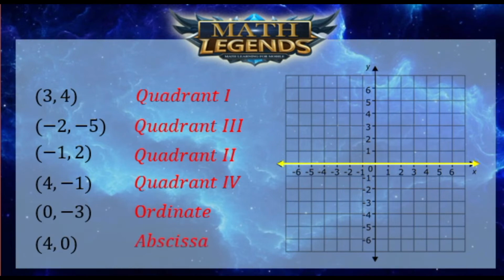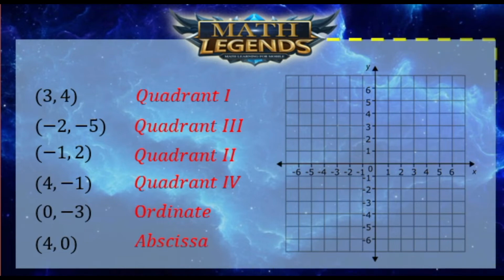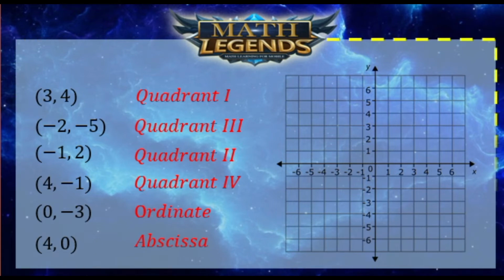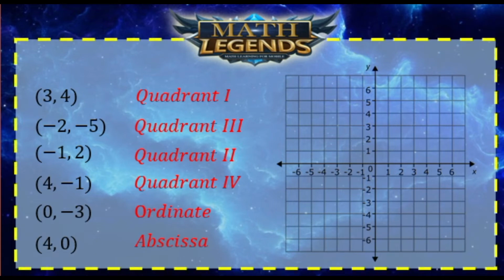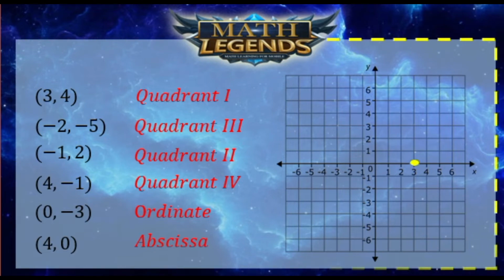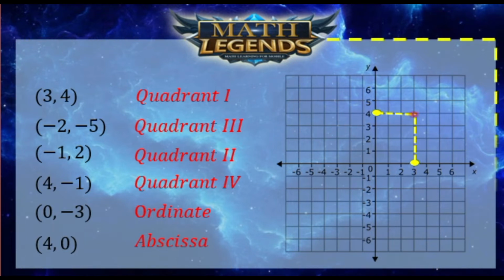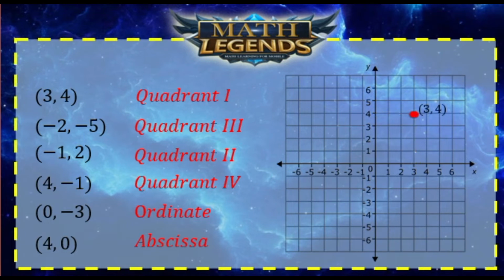Now let us try to plot the points in the Cartesian plane. We have here 3 and 4. First one, let us try to locate the points in our number line. We have here 3 that is located in the positive x-axis, and we have 4 that is located in the positive y-axis, and the intersection of it will be the location of the point. So therefore, the point is located here, and let us label it as 3 and 4.